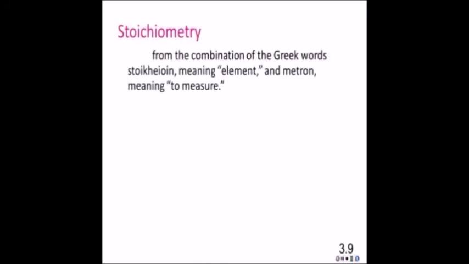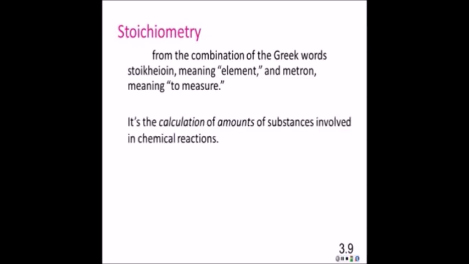Stoichiometry is from the Greek words stoichion, meaning element, and metron, meaning to measure. It's the calculation of the amounts of substances involved in chemical reactions. What information does a chemical equation give you? Well, you'd be surprised. Like the periodic table, a lot of it is just inferred. So let's take a look at an equation.